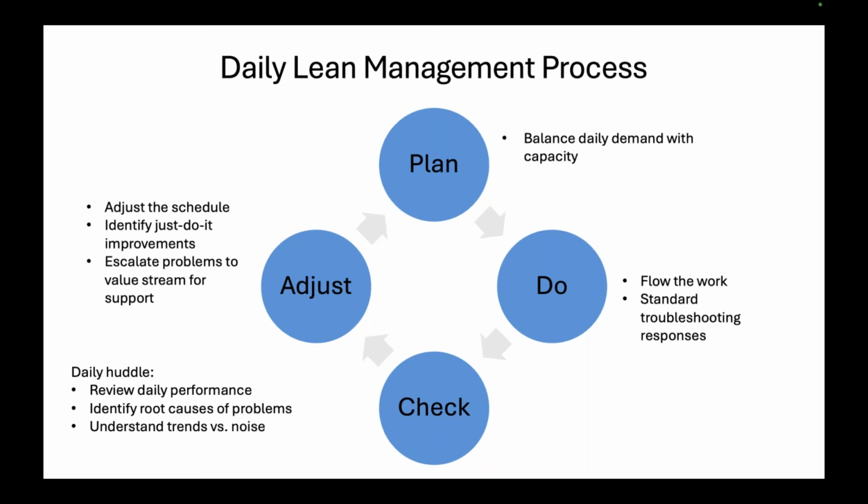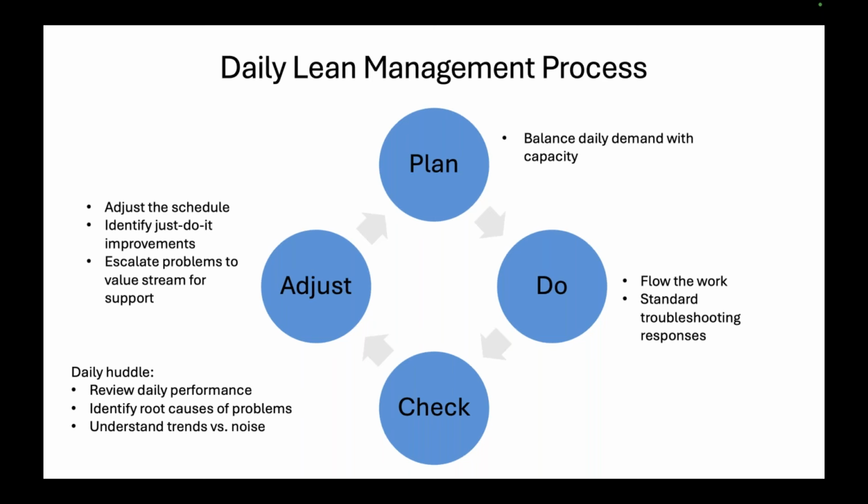Then the daily lean management process, where you're balancing daily demand with capacity. What is our plan to get work done today? And it needs to be balanced. It's not about overburdening any process with too much work to do. Now, I'm not saying that there aren't some days when you have to work overtime or whatever. So you're balancing. What's the plan for today?